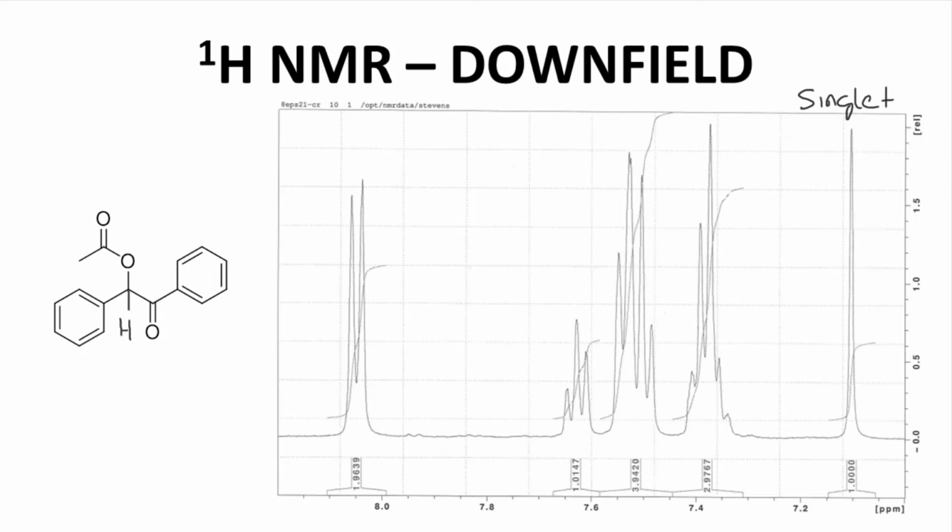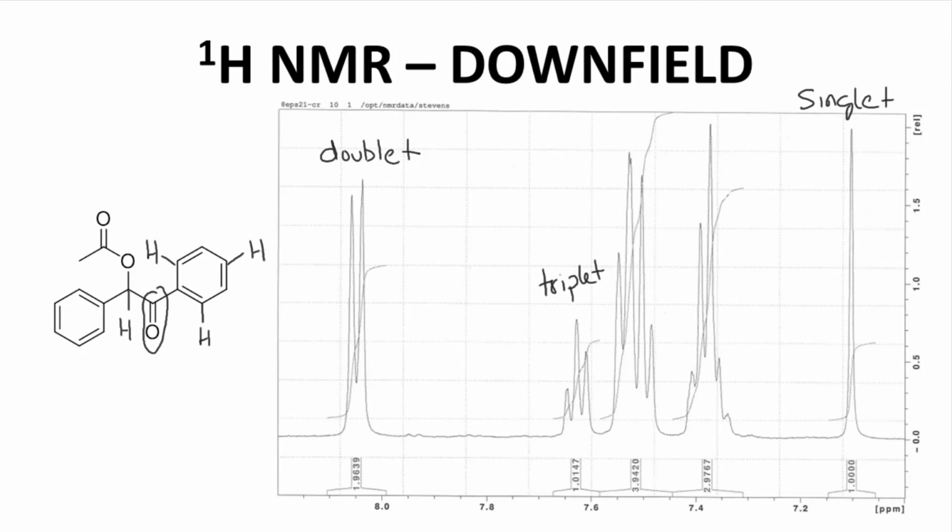The other downfield signals are not nearly so interesting. This 2H doublet at about 8 ppm is likely from these two ortho hydrogens. The carbonyl is an electron withdrawing group and deshielding those hydrogens. This triplet at 7.6 ppm is likely the para hydrogen on the same ring.